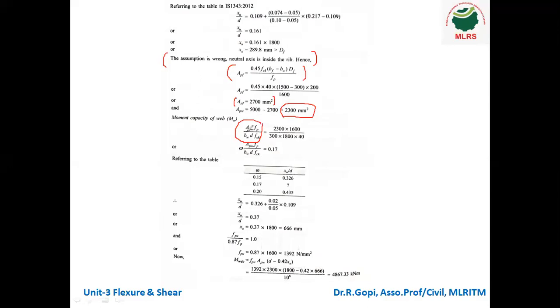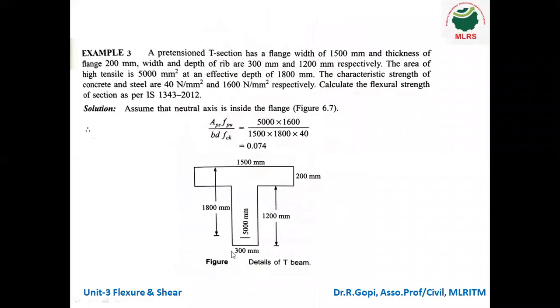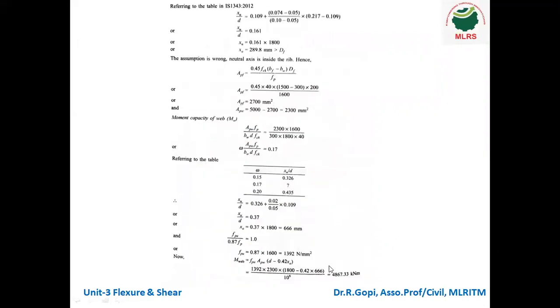So APW is 2300 into FP, FP value is 1600, divided by BW, BW is 300, into effective depth 1800. BW is nothing but the breadth of the rib or web. You can see the breadth here, this is your BW, breadth of the web. So substitute all the values. You can see the value we got is 0.17. So see the table.